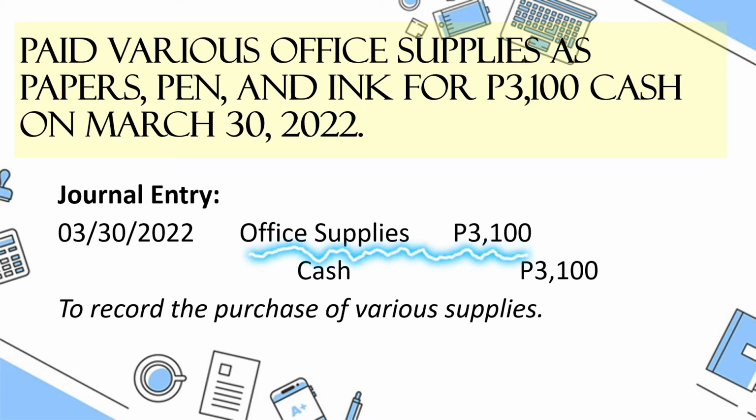Office supplies is part of your assets, and the normal balance for assets is debit. That's why atong gi-debit ang office supplies kay para mo increase siya. Meanwhile, since nagbayad man ta og cash, so ni-decrease atong asset. That is why we credited the cash account for 3,100.